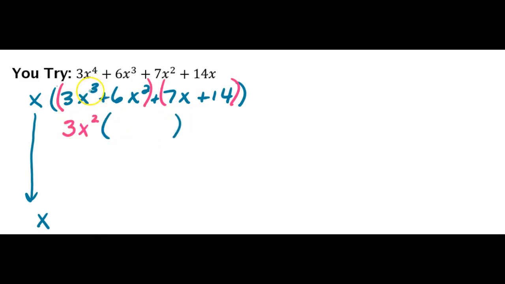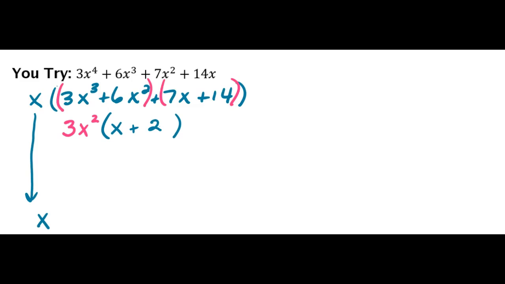So if I divided 3x cubed by 3x squared, the 3's would cancel each other out, and I would be left with x to the first power, but I don't have to write the 1. And then for my second term, 6 divided by 3 is 2, and I took out x squared from x squared, so I don't have anything left there.